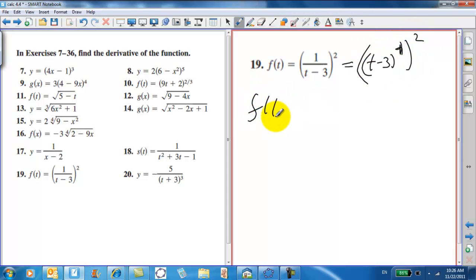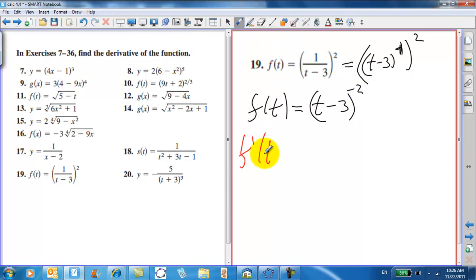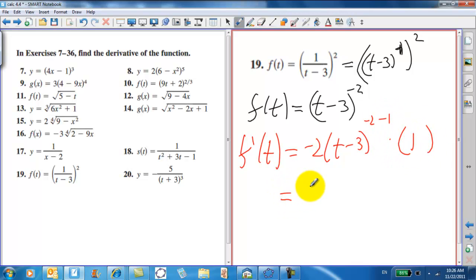So the original function is t minus 3 to the negative 2 power. Now we can flip over to the derivative much easier using the chain rule. Negative 2 times t minus 3 to the negative 2 minus 1 times the derivative of the inner function. In this case, it's just 1. So we get negative 2 times t minus 3 to the negative 3 power.